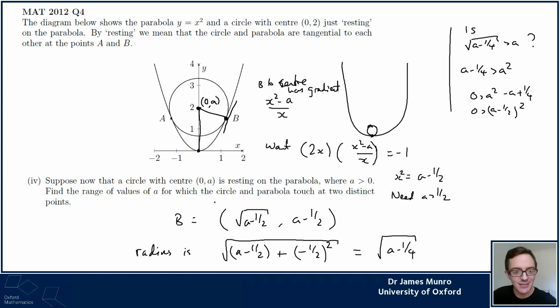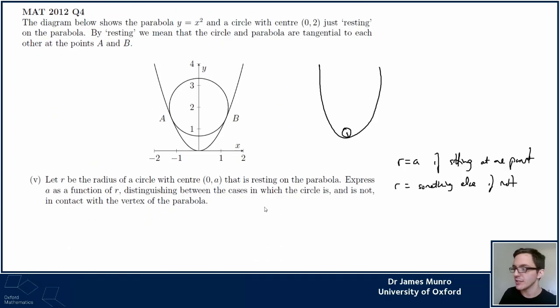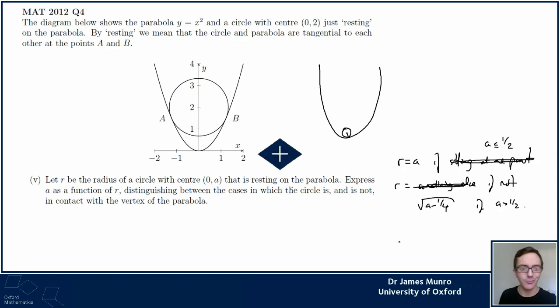Okay, so I think I said something silly the first time I saw this question, but then doing the algebra forced me to actually check it. And my answer for part 5 is that this radius is A if we're sitting at 1 point, and it's root A minus a quarter if we're not. If I guessed A is bigger than a half, that doesn't sound right because that, oh no, that's good. A is bigger than a half. Sitting at 1 point, A less than a half. Okay, cool. Finished 4 and 5.